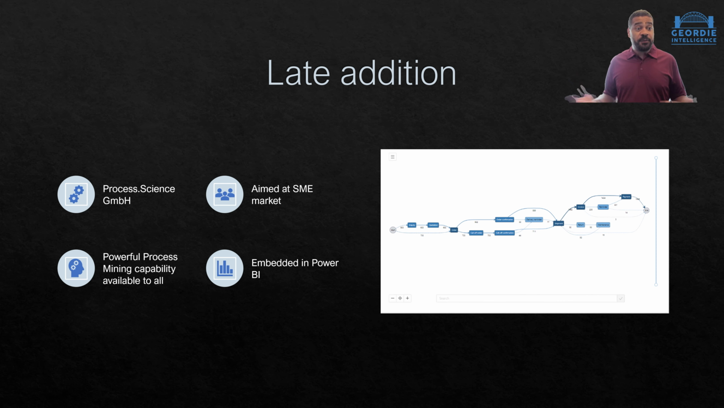Looking at their documentation, they're aimed at SMEs, so small and medium-sized enterprises. I don't know if they've got a paid tier at the moment, or what their plans are for it. But again, it's embedded within Power BI, and what I could see at the minute, it's definitely capable. Between PAFnow and Process.Science there are some differences, I'll be honest, and I think it's going to come down to your personal opinion as to whether you prefer PAFnow or Process.Science.